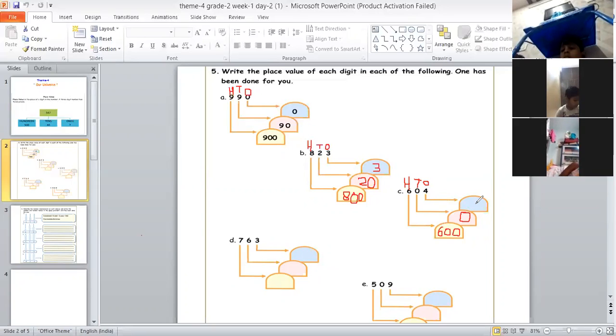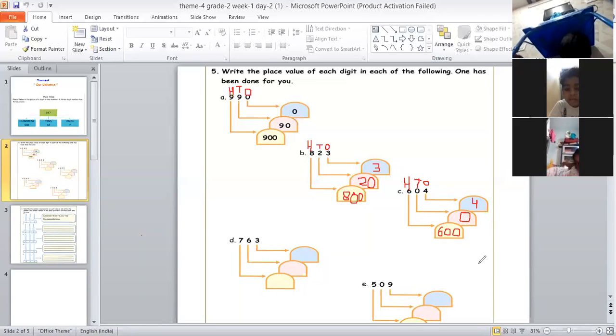And what will we write in the last box? 4. Yeah. In the last box, we'll write 4. Sorry, 4 is in ones place, so we will not add any zeros. We'll write 4 as it is. Okay. Now next. Lohit, unmute yourself and read the next bit.